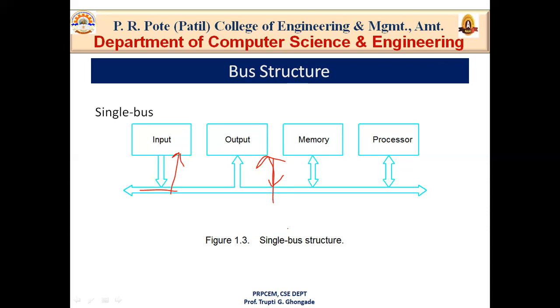So the main virtue of this single bus structure is its low cost. It is very low cost, and it has flexibility for attaching peripheral devices. This is the advantage of a single bus, that it is low cost and we can add many more devices to this bus easily, like input device, output device, memory, processor. Here we can also add a printer, scanner, and many more devices easily.